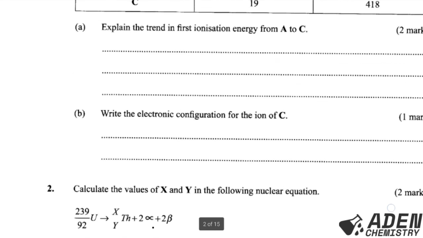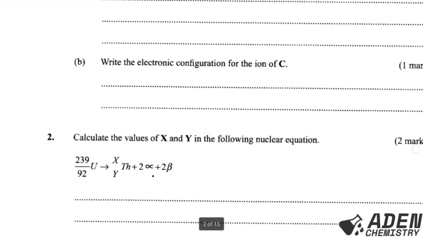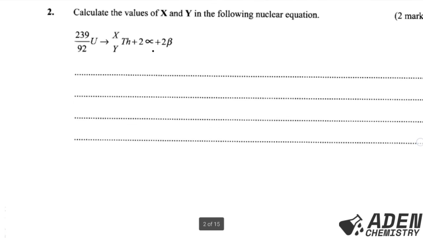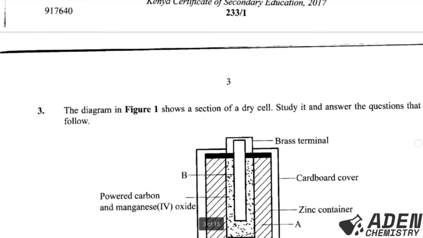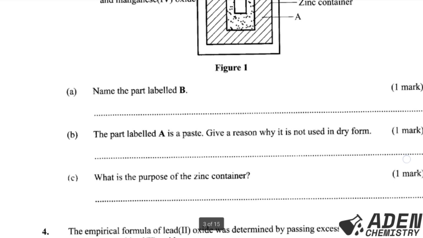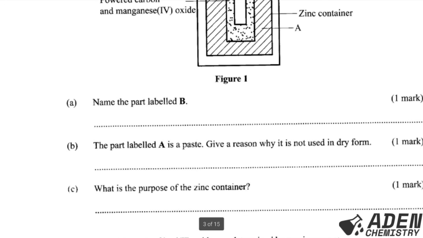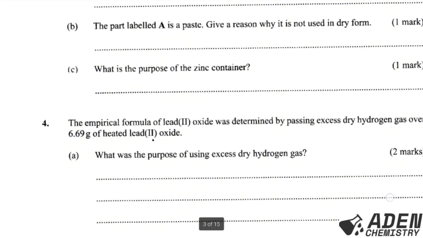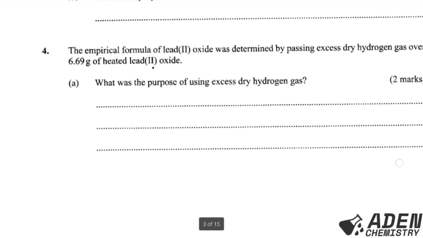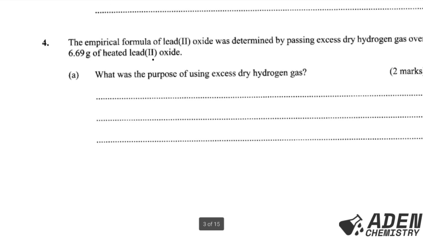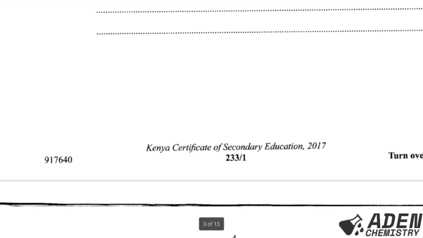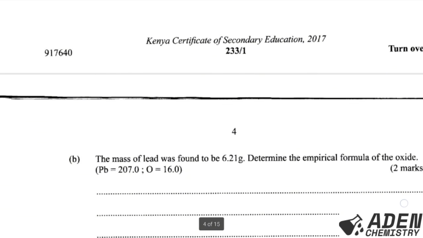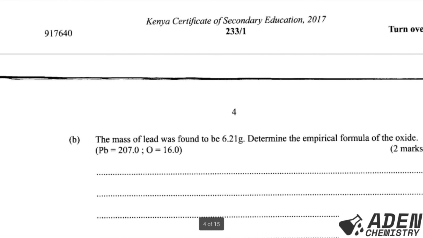So this is question 1, it's carrying 3 marks. Question 2, it's carrying 2 marks. Question 3, it's carrying 3 marks. So it's having part A, part B, part C. So we want question 4. Question 4 is having part A with 2 marks. Then we're having part B, which is again carrying 2 marks. So 2 plus 2 will give you 4 marks.